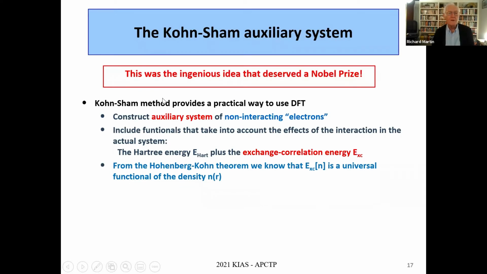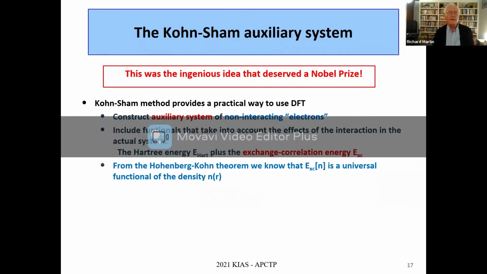What they did was construct an auxiliary system of non-interacting electrons. This is particles that have the mass of electrons and are fermions, but they don't interact with one another.